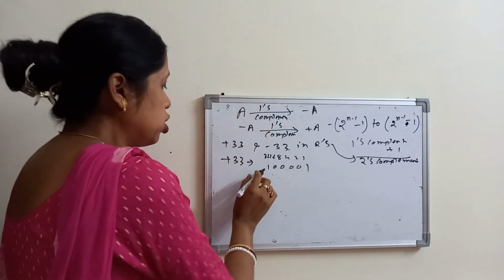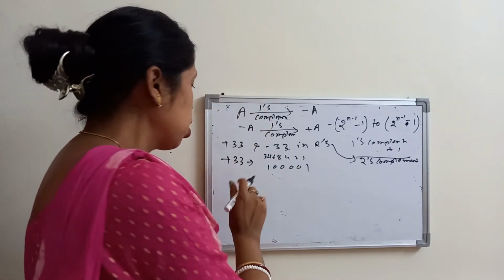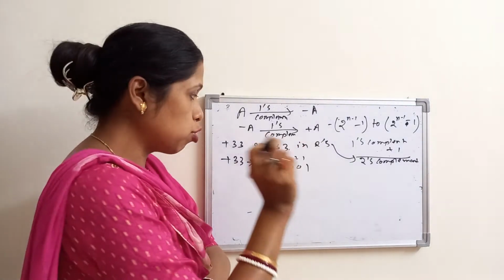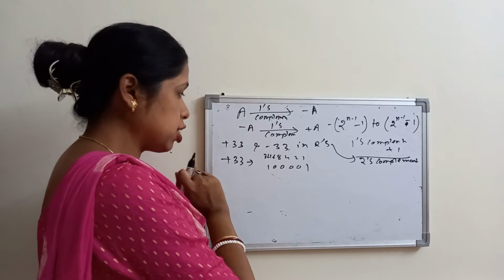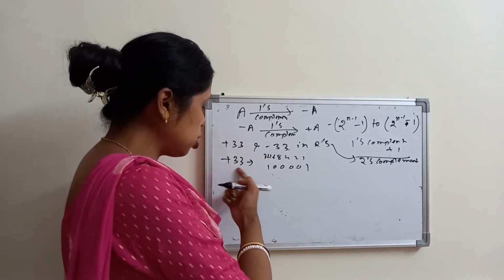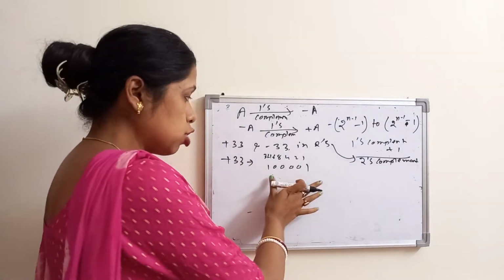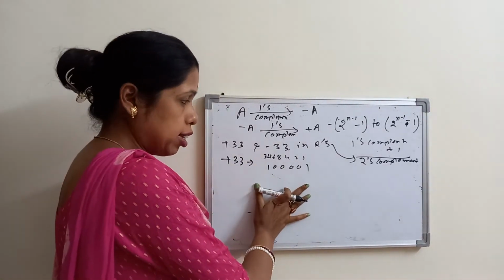Right. So this is the 33. First we have to check which range 33 follows. I have to check how many bits should be there in plus 33. Because if you convert plus 33 into binary, you can see the MSB is 1. That means this is not the accurate number of the positive 33.